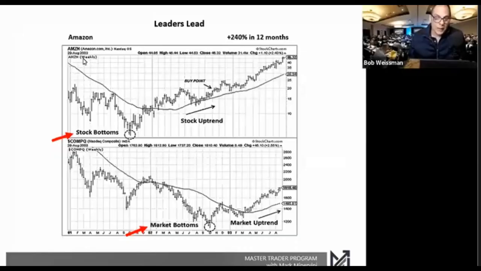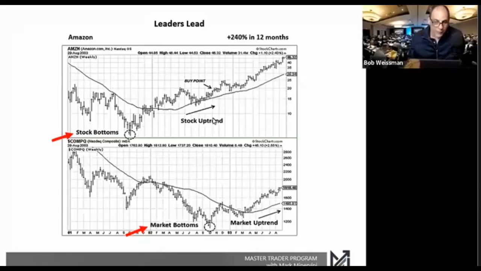So here, Amazon stock bottoms back here in 01, and turns up into an uptrend. Here's your 200-day moving average, 40-week moving average. You can see the buy point coming out of a nice, well-formed base here is coming right off of the market lows. You see the market doesn't bottom for another year, or even more than a year. The stock bottoms a year and a half before the market bottoms. And by the time the market bottoms, the stock is set up and ready to go.